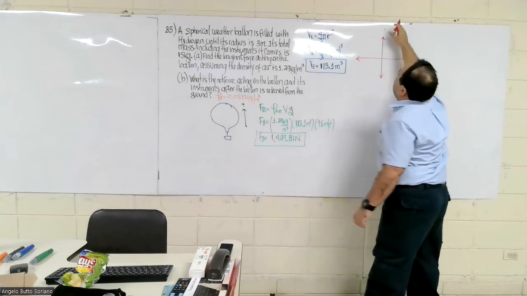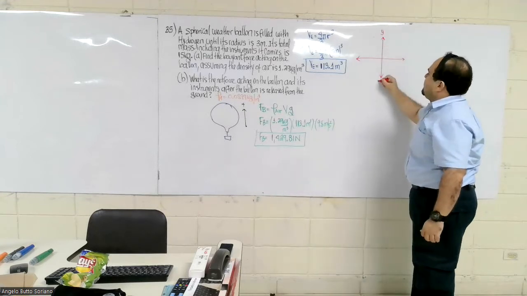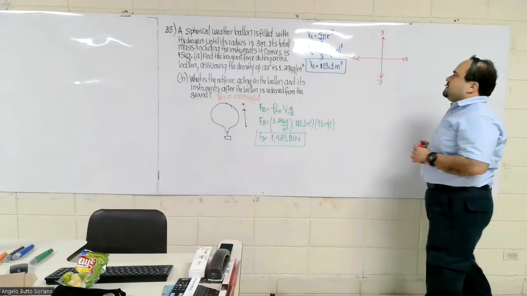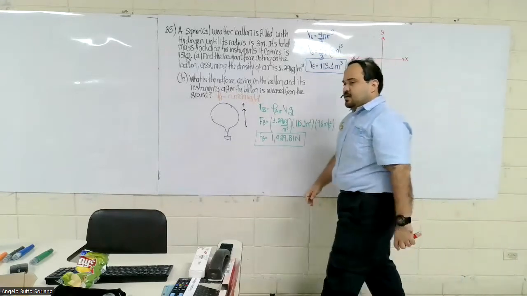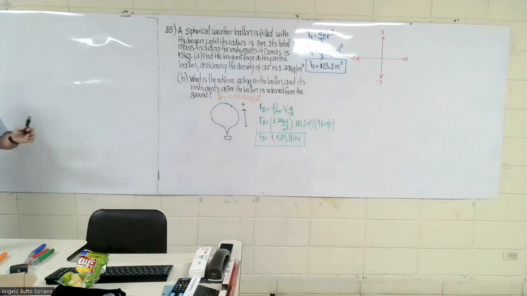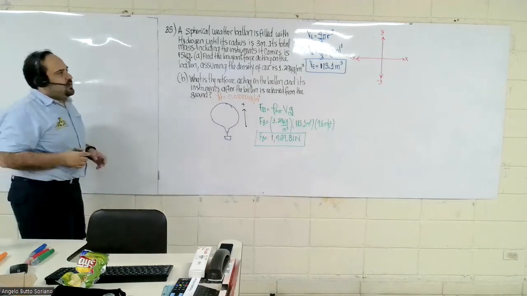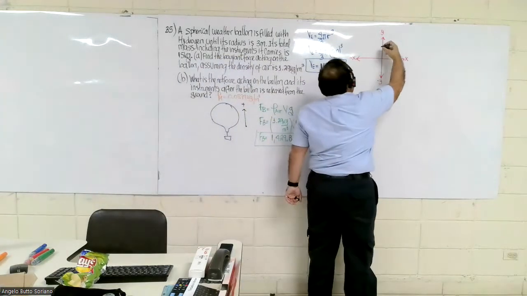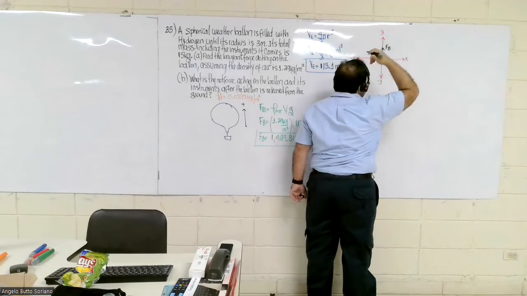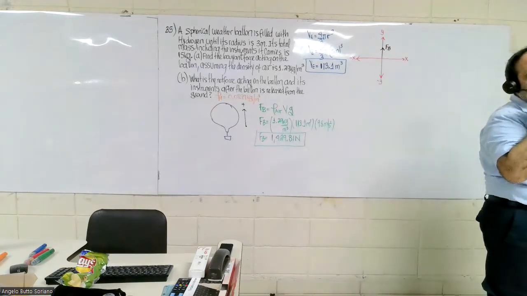We have the coordinate plane, this is y, negative y, x, and negative x. Let's analyze where every force is going to be. The first one is the buoyant force. Where is the buoyant force supposed to be? Over, right? So over. FB. The FB will be the first one.